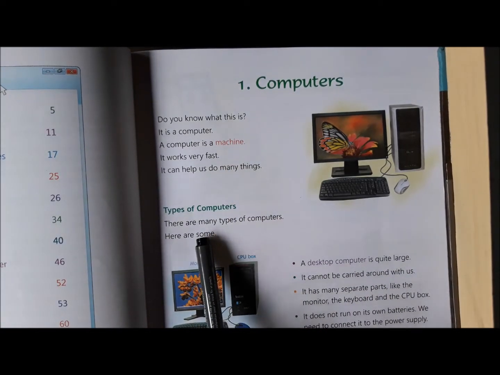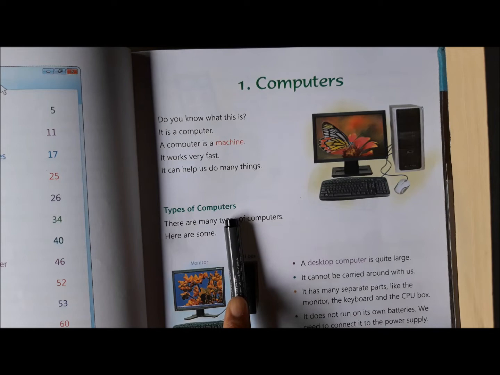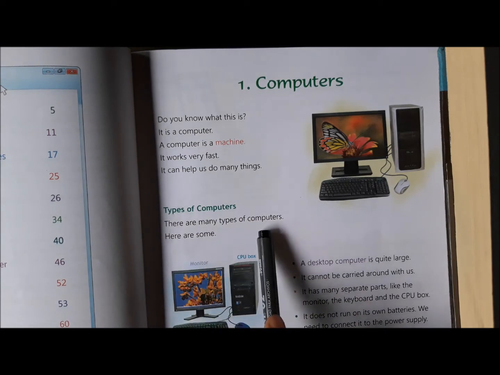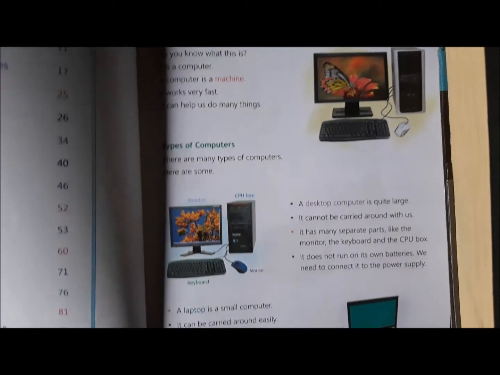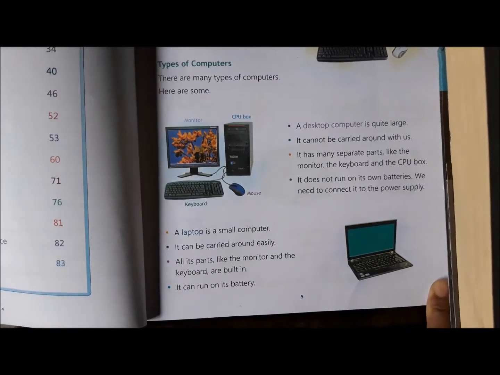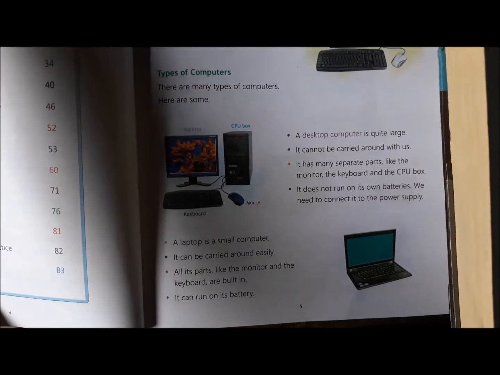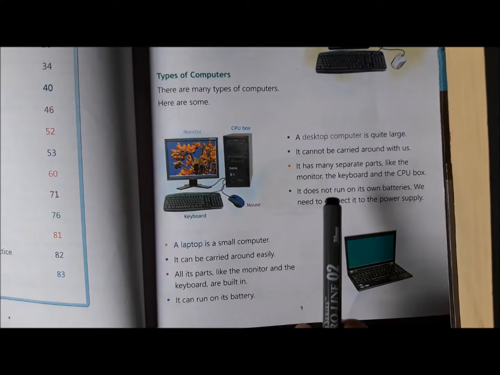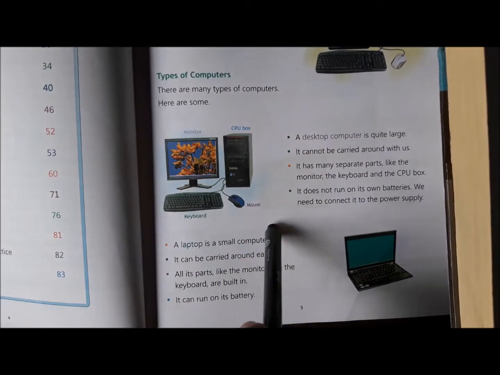Now this is where we had learned about personal computers in class 1. So there are types of computers. We're going to learn a little more about them now. There are many types of computers. Here are some. And you will remember, first we had the desktop computer. So the desktop computer is quite large. It cannot be carried around with us. So this is what they are talking about, right?